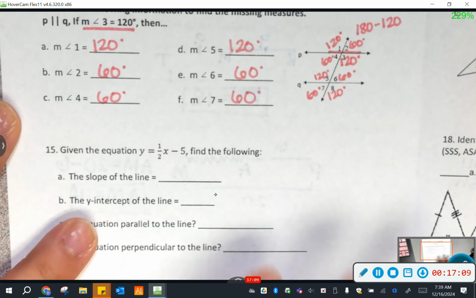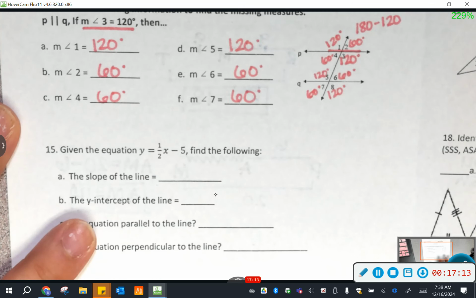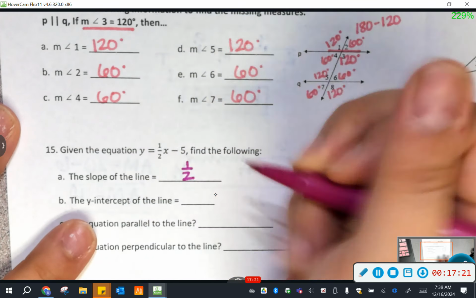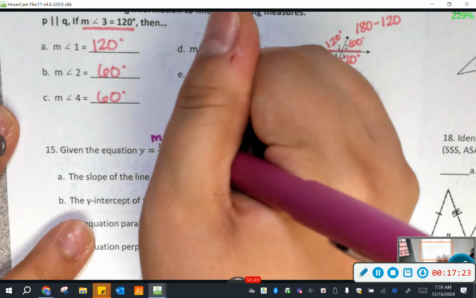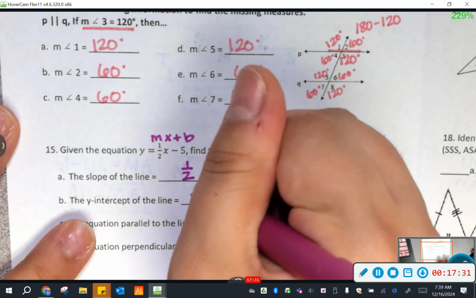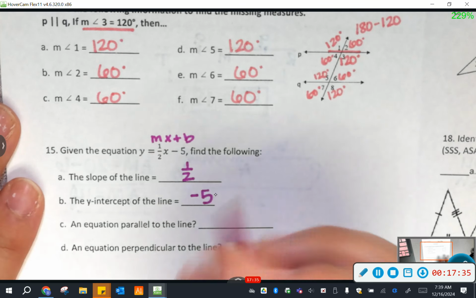You have an equation, y equals 1/2 x minus 5. What is my slope? Which number is the slope? 1/2. Remember, it's mx plus b. Your m is your slope, whatever is next to x. What's the y-intercept? -5, your b.